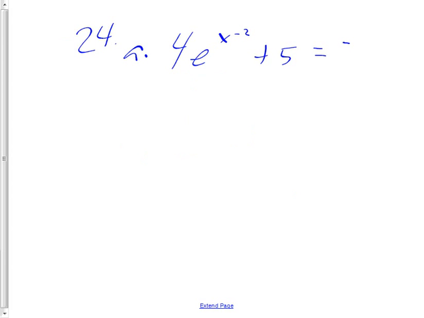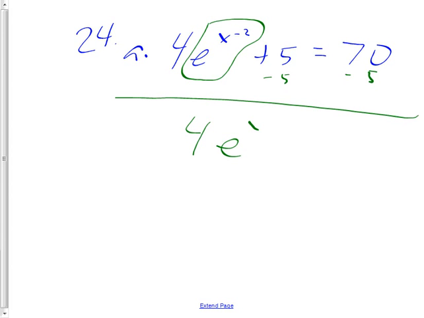Plus 5 equals 70. Your first step is to get this to be just an exponential. Get the green thing here alone. Then it'll be an exponential, and then you can rewrite it. You can't rewrite it until that green thing's alone. So I'm going to subtract 5 from both sides. I'll have 4e to the x minus 2 is equal to 65. Then I'm going to get rid of the 4. Divide by 4, divide by 4. To save some time, I'll just go like this. My 4's cancel. Now I just have to rewrite.